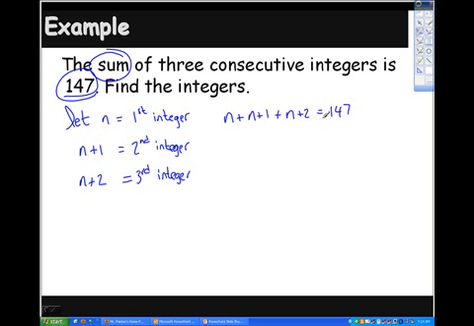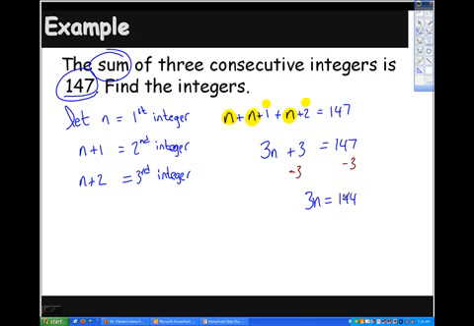Now I have an equation to solve. Let's combine all these n's, and while we're at it, we'll combine also the constants that are on this side. So n plus n plus n is 3n, 1 plus 2 is 3, and we have 147. Start solving. We'll subtract 3 from both sides. That leaves me 3n equals 144.